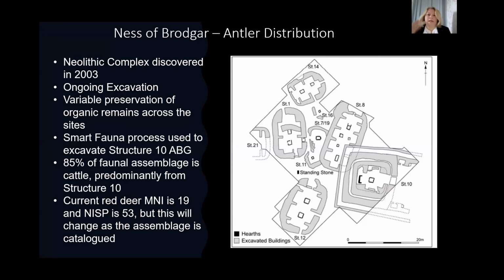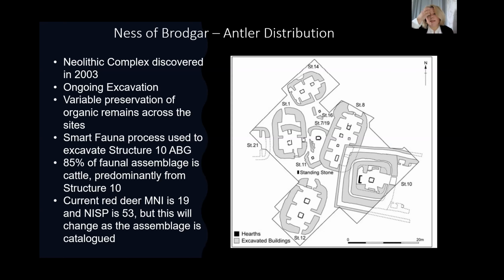So the Ness of Brodgar then, this is what we're using as a case study. You can't really say it's a settlement site. There's something else going on here. So we tend to refer to it as a complex, possibly a temple complex. And this was discovered in 2003, and it's an ongoing excavation.